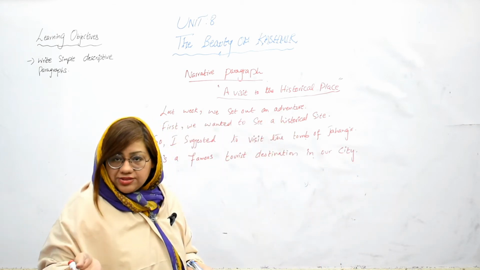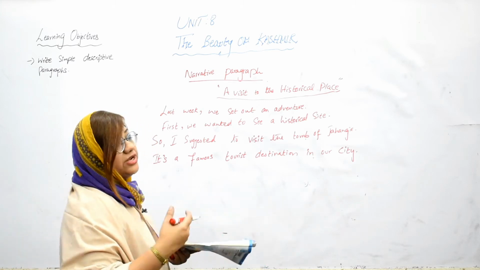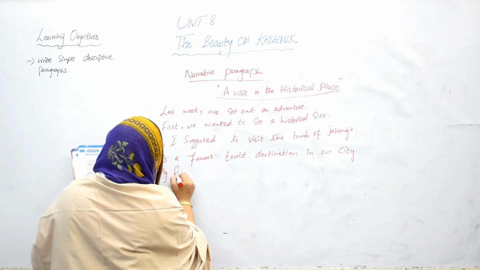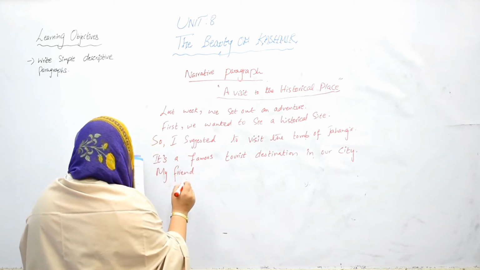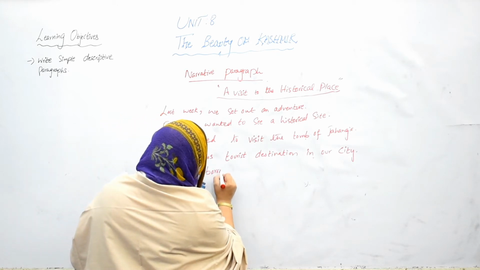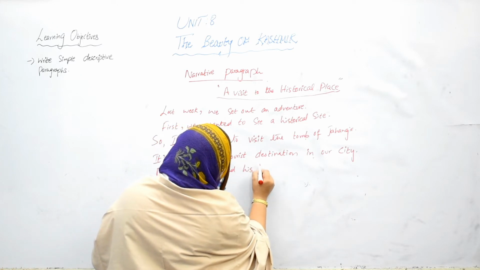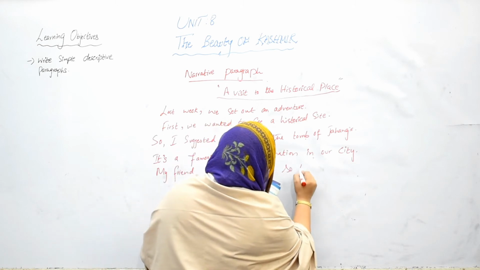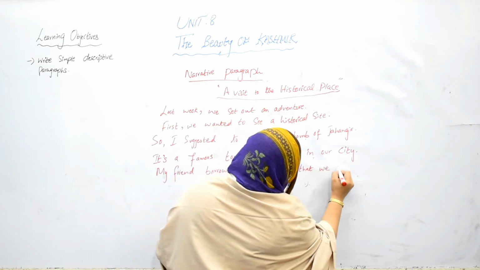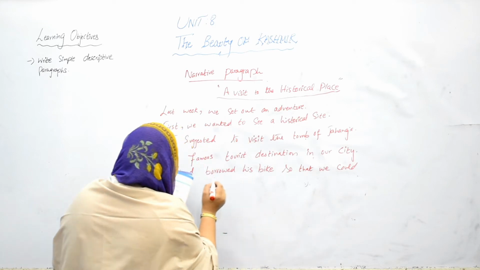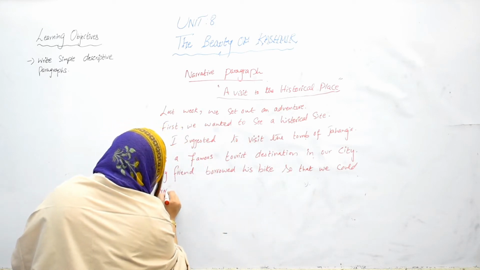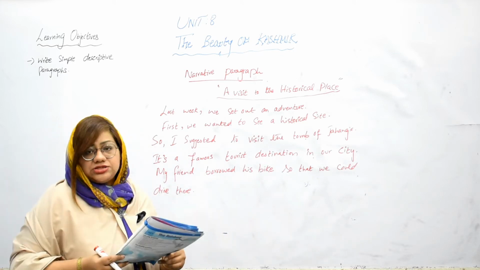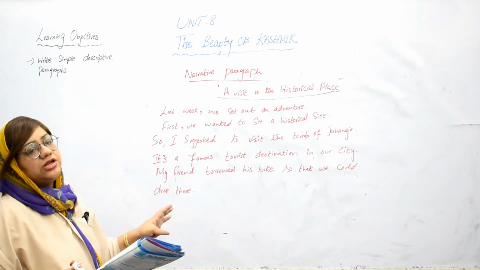Now I'm going to explain that one, what kind of a place it is, why it is so famous. And then my friend borrowed his bike so that we could drive there. Now you can see that we already have discussed that in a plot.